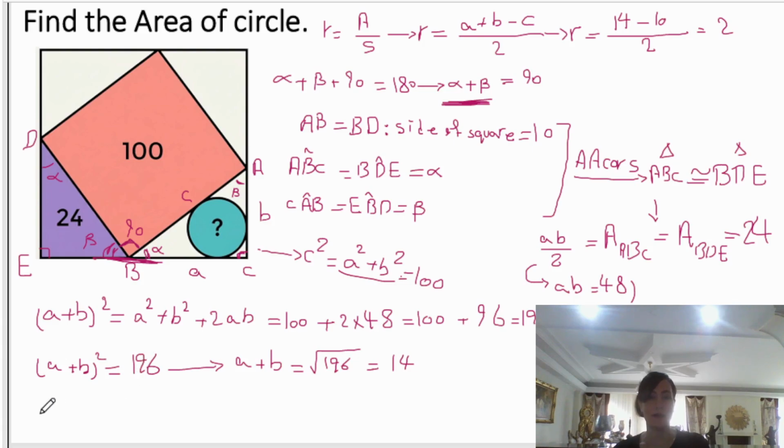I find r is 2, so the area of the circle equals pi r squared. Pi is 3.14 times 2 to the power of 2. r is 2. 2 to the power of 2 gives me 4. It would be 12.56 square units, the area of this circle.